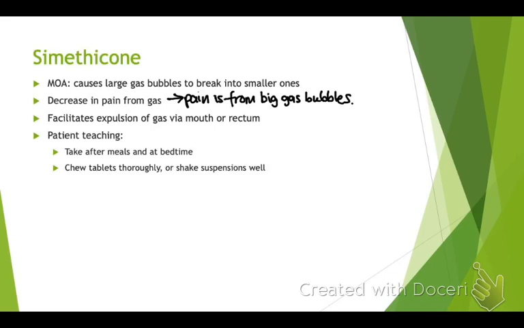both orally and rectally. And you want to be able to teach your patients to take after meals and at bedtime. Chew your tablets thoroughly, or shake suspension well. So if it is a suspension, you want to make sure they mix the medication really well, and chew the tablets completely. Chew it so that they're completely broken down, not just chew it once and swallow. You want to make sure that you're chewing the entire tablet.